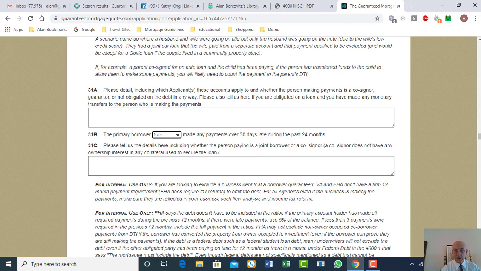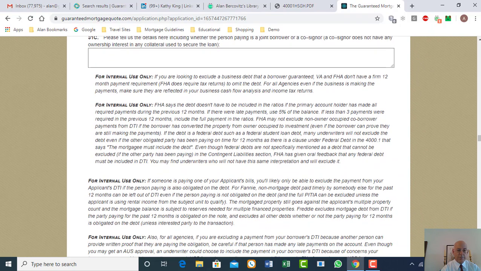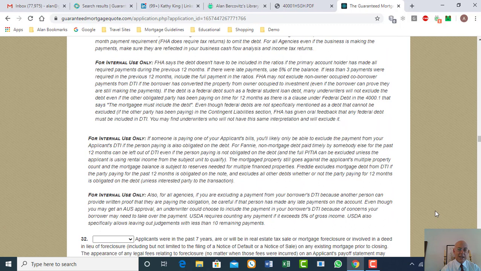And then because FHA was selected up above, they would then see the FHA guidelines for omitting a debt that's been paid for 12 months. And here we would tell them if the debt is a federal debt, such as a federal student loan debt, many underwriters will not exclude the debt, even if the other obligated party has been paying on time for 12 months, as there is a clause under federal debt that says the mortgagee must include the debt.